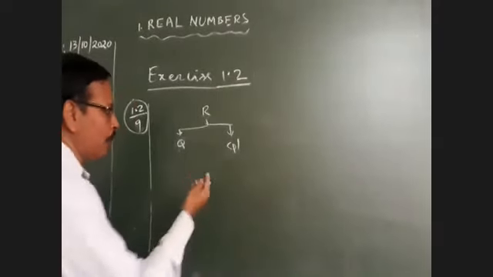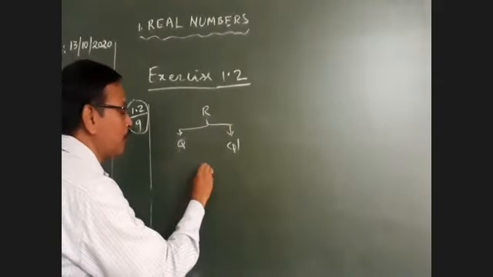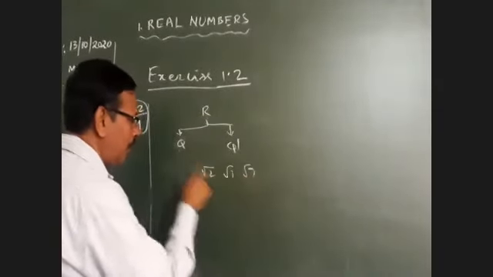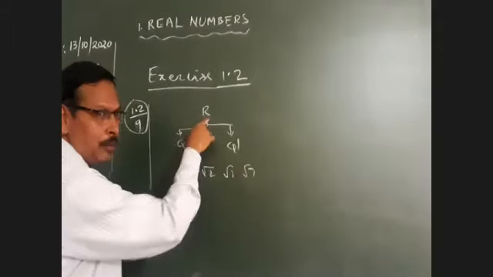Next, give an example. We can give a lot of examples: root 2, root 3, root 7. These are not rational numbers, but they are real numbers.